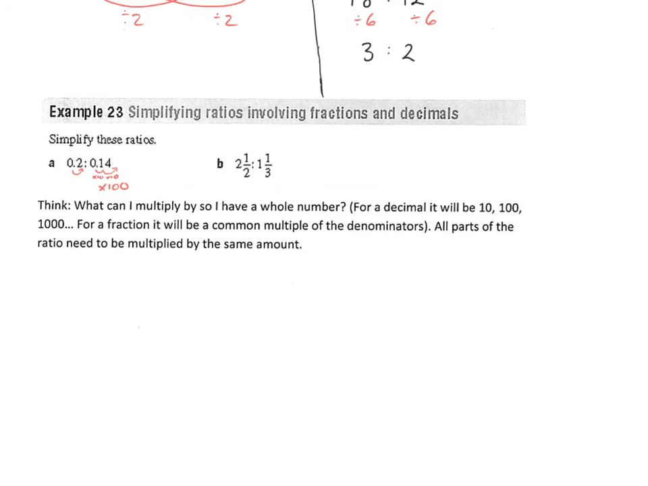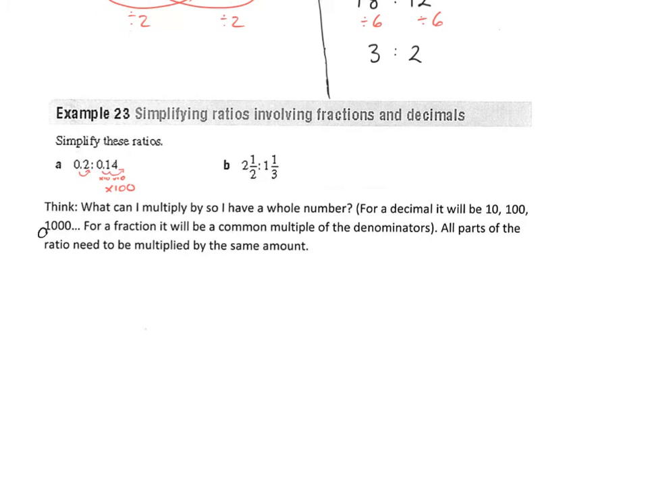So for A, we've got 0.2 to 0.14. I'm going to multiply both parts of the ratio by 100. Okay, so 0.2 times 100 is going to give me 20. And then 0.14 times 100, it moves the decimal place 2 places, and so we end up with 14.